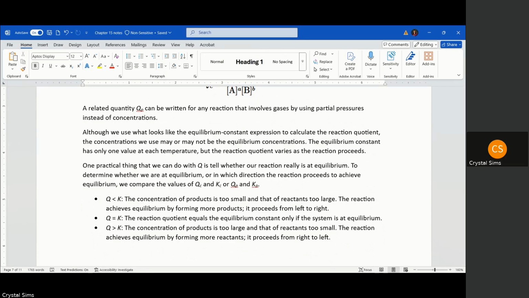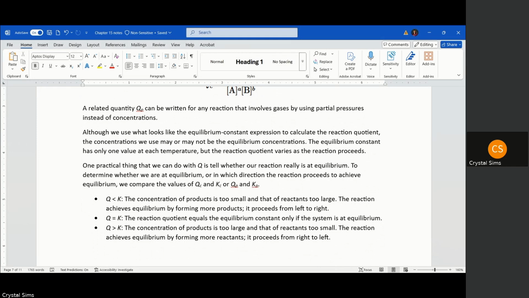And we can do that by comparing our K values with our Q values. If Q is less than K, the concentration of the products is too small and the reactants are too large, so the reaction is going to achieve equilibrium by forming more products. If Q is equal to K, then we're at equilibrium. If Q and K are the same value, then we're at equilibrium.